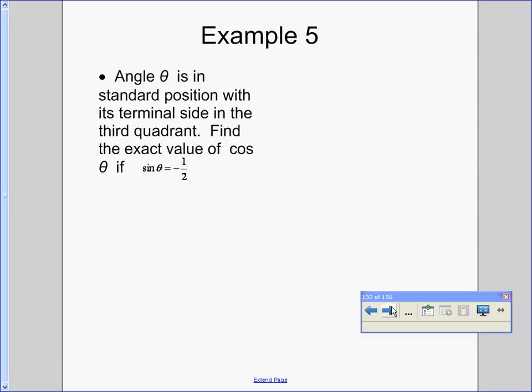This time we've got angle theta in standard position with the terminal side in the third quadrant, and we're going to find the exact value of cosine theta if we know what sine is. So we're going to start out again. Our coordinate plane is going to lie in the third quadrant. And we're going to start filling in the information we know. We know sine is negative 1/2.